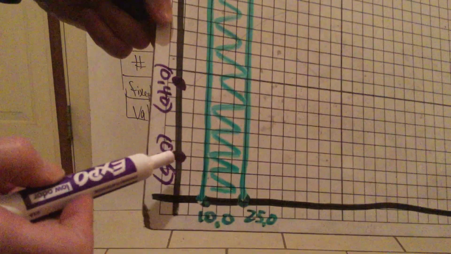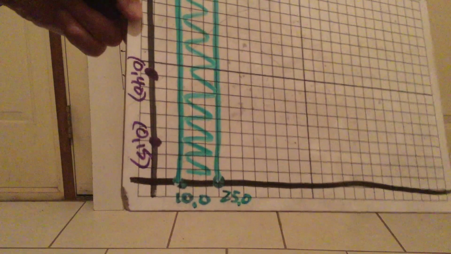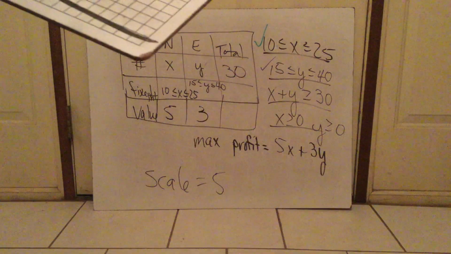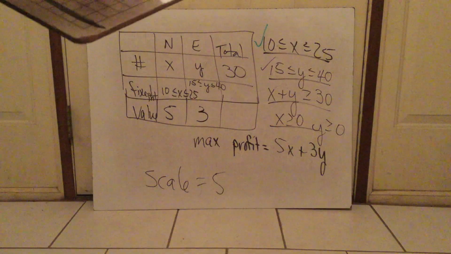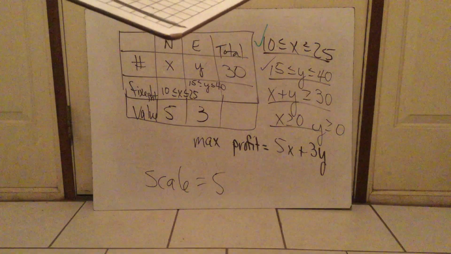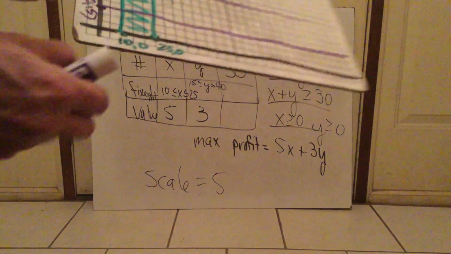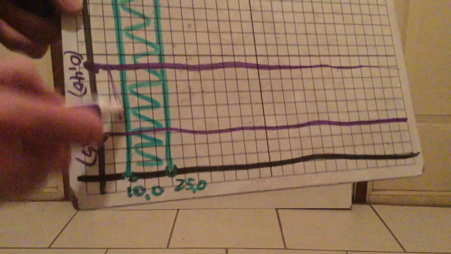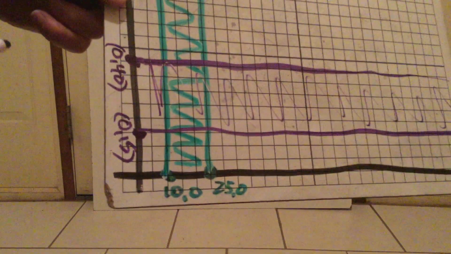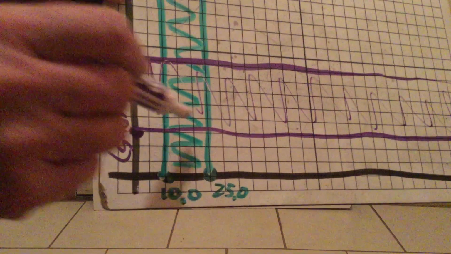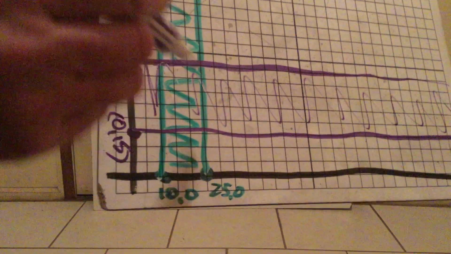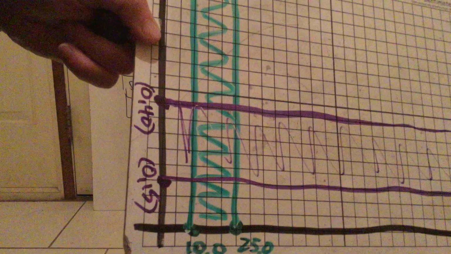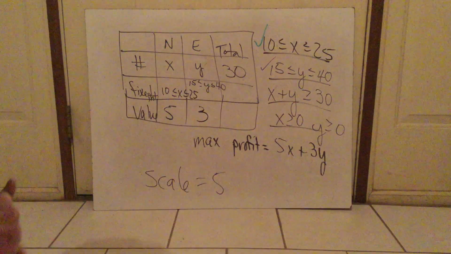So I've marked 15 and I've marked 40. And then I'm going to draw nice horizontal lines right across my grid as straight as I can. My lines, wow, are not very straight. Those are supposed to be nice straight lines. And I'm going to shade in between them. Now you can see already we have formed a box. This box right here is what we're looking at. But we're not done yet because we still have one more equation to put in.